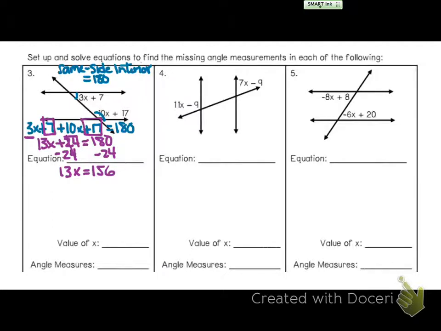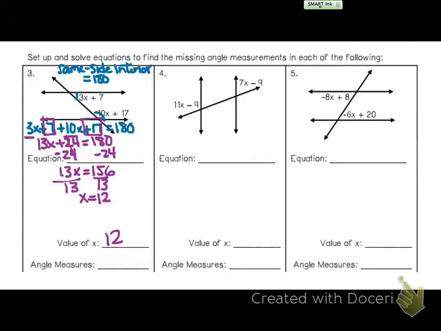So 13x equals 156. I'm going to divide 13 into both sides, and I get x is 12. Am I done? No, because you have to find the angle measure. How do I find the angle measure? Well, I know that x is 12. If the angle is 3x plus 7, what is holding you up from knowing that measurement? You have to put the 12 in parentheses. Yeah, so I need to plug 12 into the x.